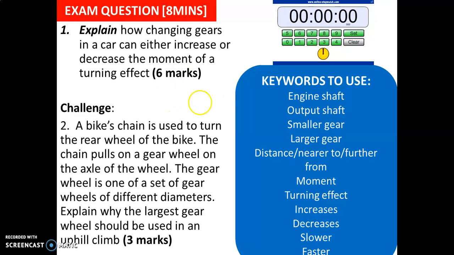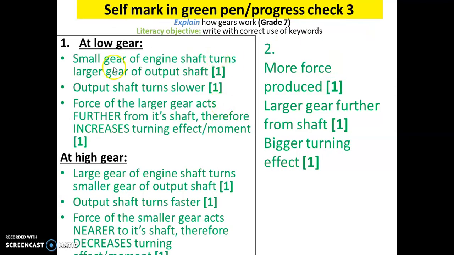Okay, so let's go through the answers now. For question 1, first things first, at a low gear. Mark 1, small gear of engine shaft turns larger gear of output shaft. Mark 2, output shaft turns slower. Mark 3, force of the larger gear acts further from its shaft, therefore increases turning effect.